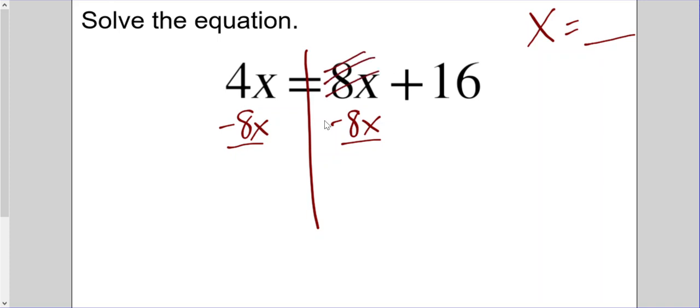This is what I wanted to happen. I wanted those to go away. A positive 8x and a negative 8x completely cancel out. It leaves me with just the 16 here. And 4x minus 8x is a negative 4x.